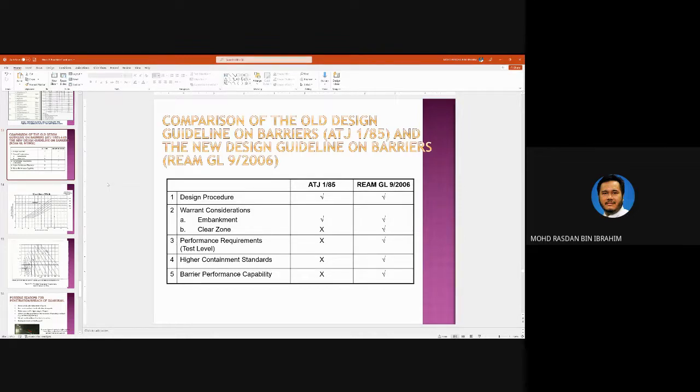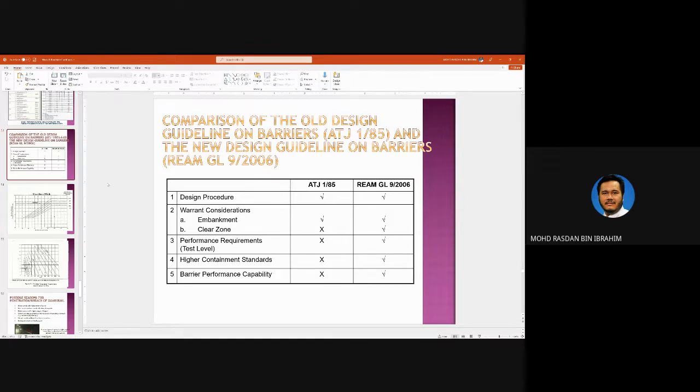They will have both. So the table here shows the difference between the guidelines on the barriers, comparing between ATJ and RIM. You can see that for ATJ, it only covers design procedure and embankment warrants. It does not cover clear zones. In road safety audits, normally we will take into account clear zones because it's very important. So in that case, we will be using the RIM GL9/2006.